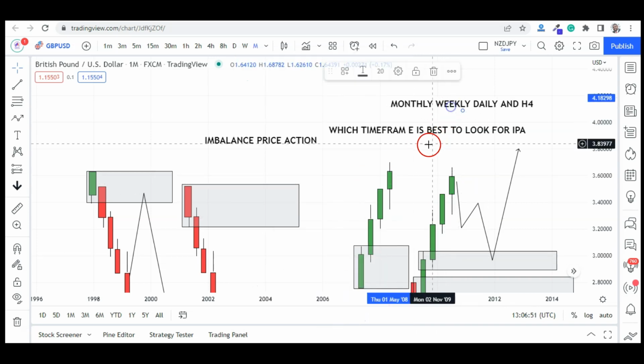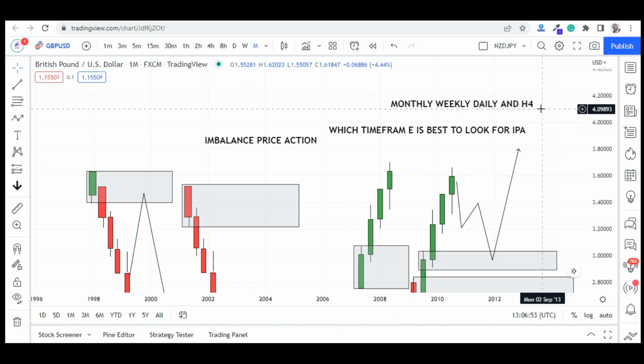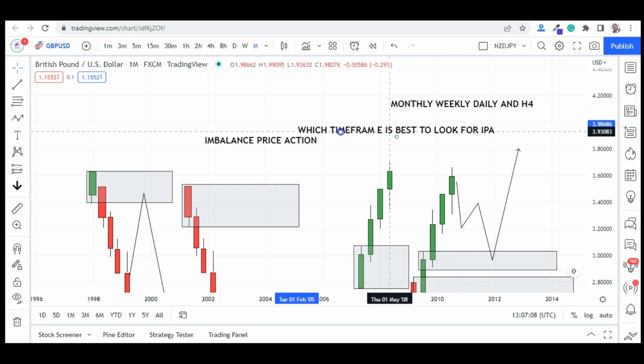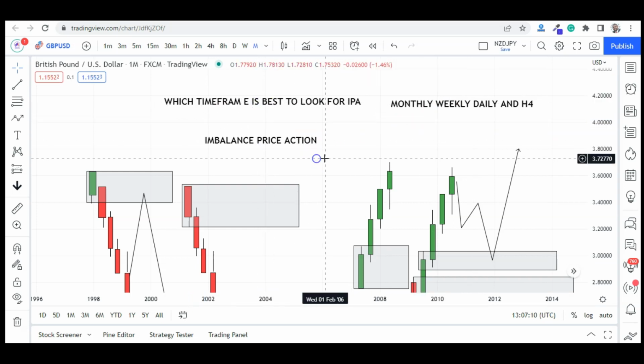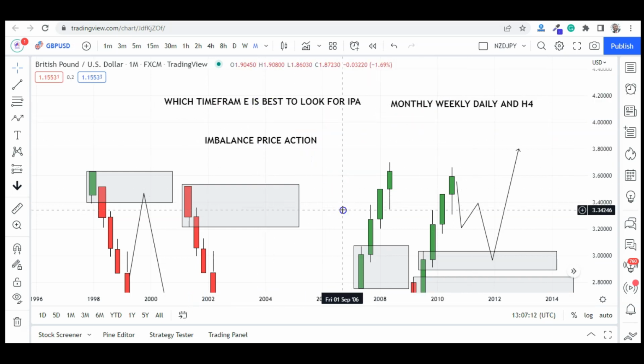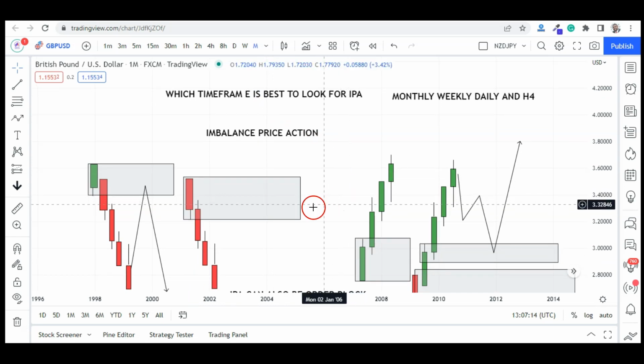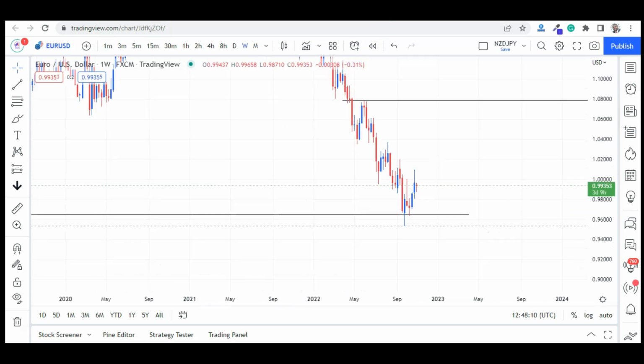I use it to gauge the point of interest on the higher time frame, because the higher the time frame, the more orders are seated in that particular point of interest, and there's likelihood that there will be a reaction for you to take the trade. So now I'm going to go to the chart to illustrate some of the examples when it comes to looking for IPA and how to trade them.